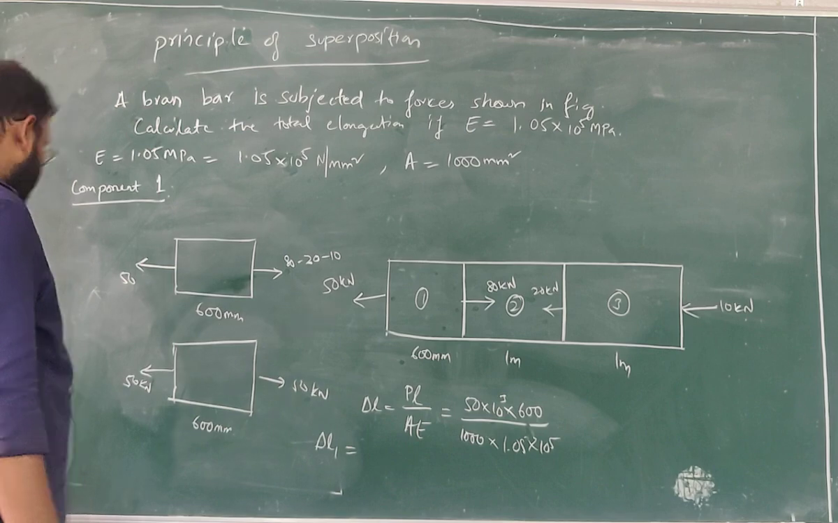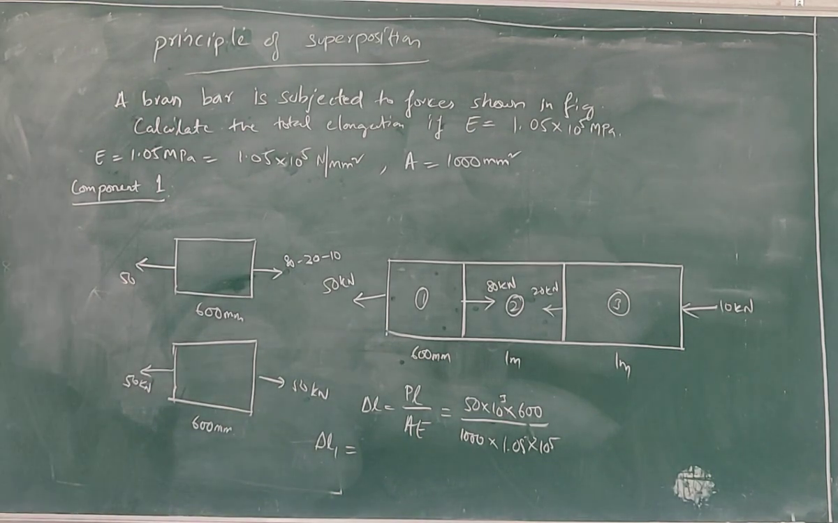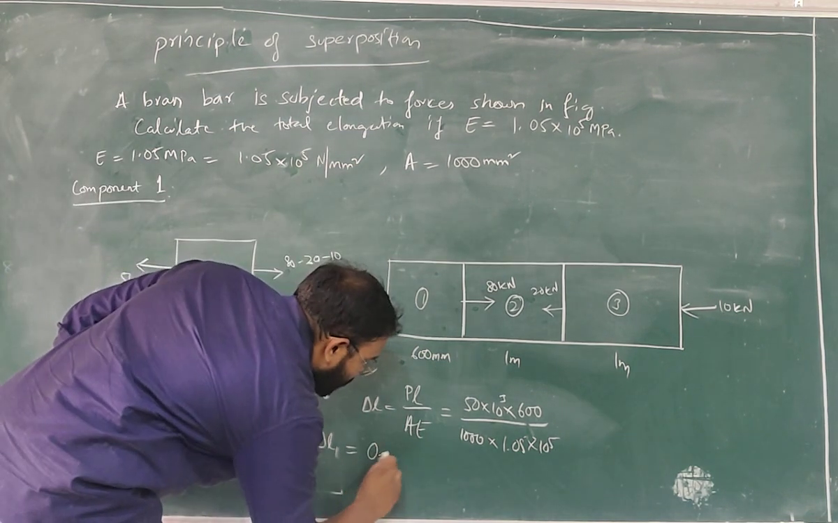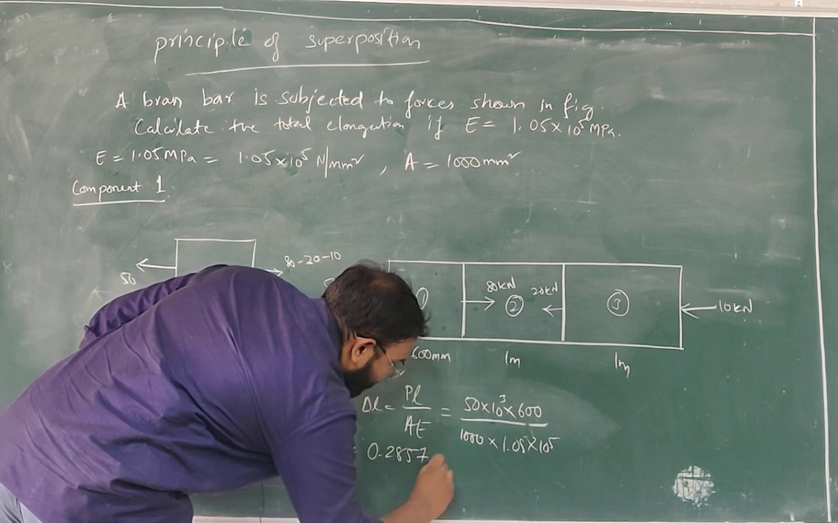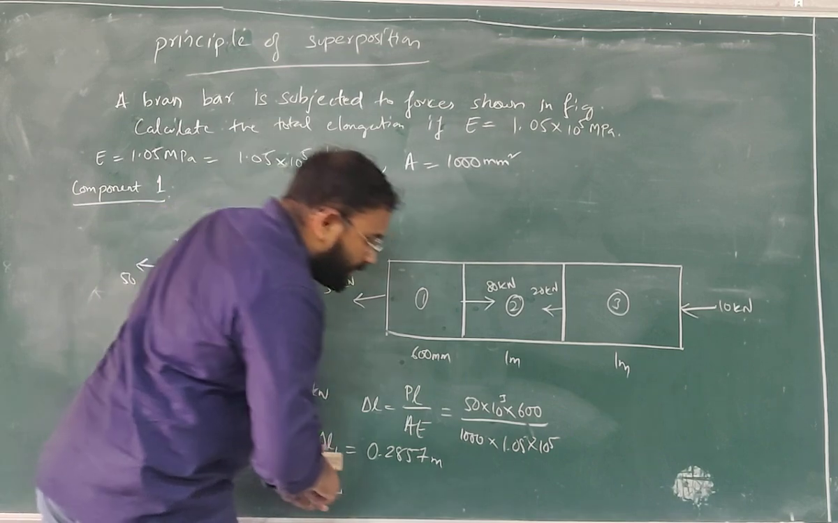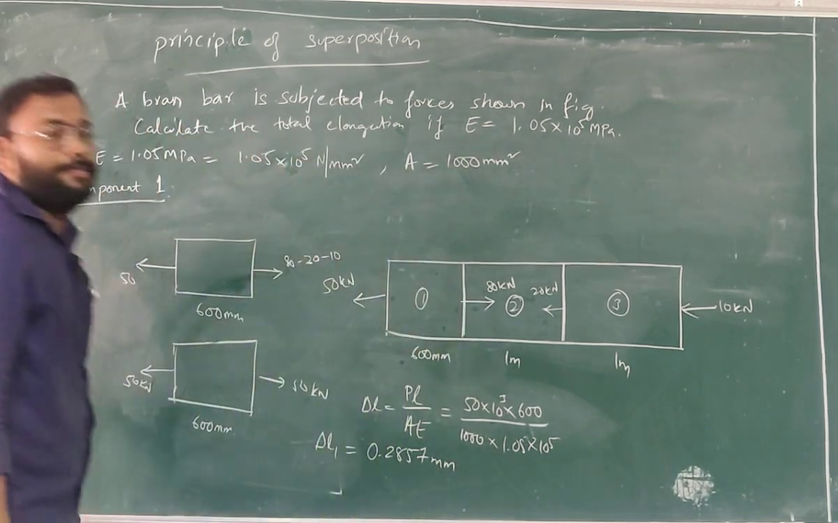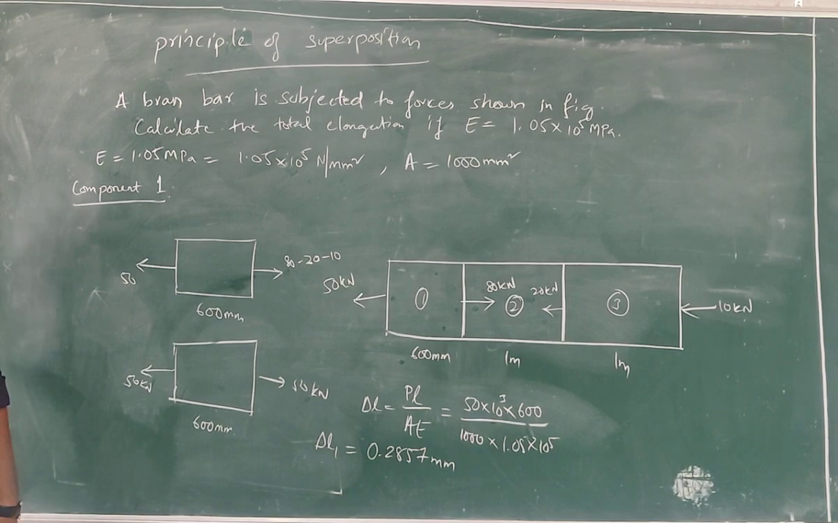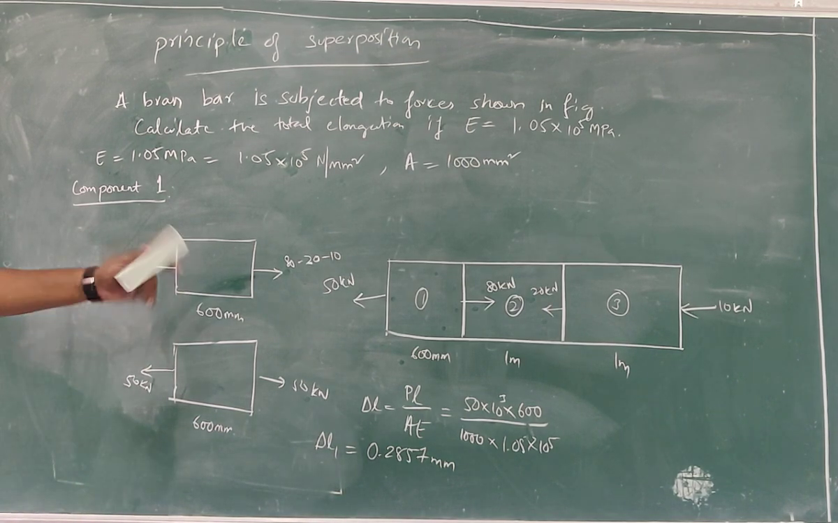285 point 10 power minus 3. So the answer will be 0.2857 millimeter. Okay, delta L1 we got, it is 0.2857 millimeter. Now this was the first component. Now we'll go to the second one.